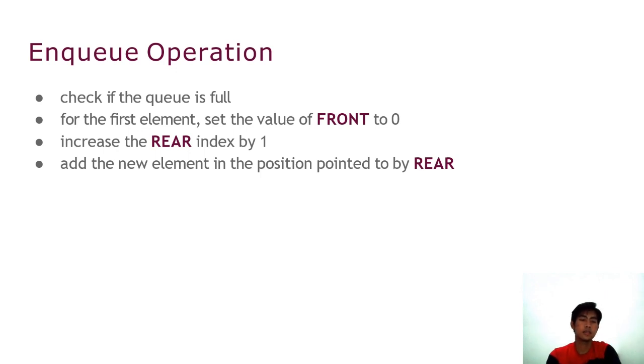Enqueue operation. Check if the queue is full. For the first element, set the value of front to 0. Increase the rear index by 1. Add the new element in the position pointed to by rear.